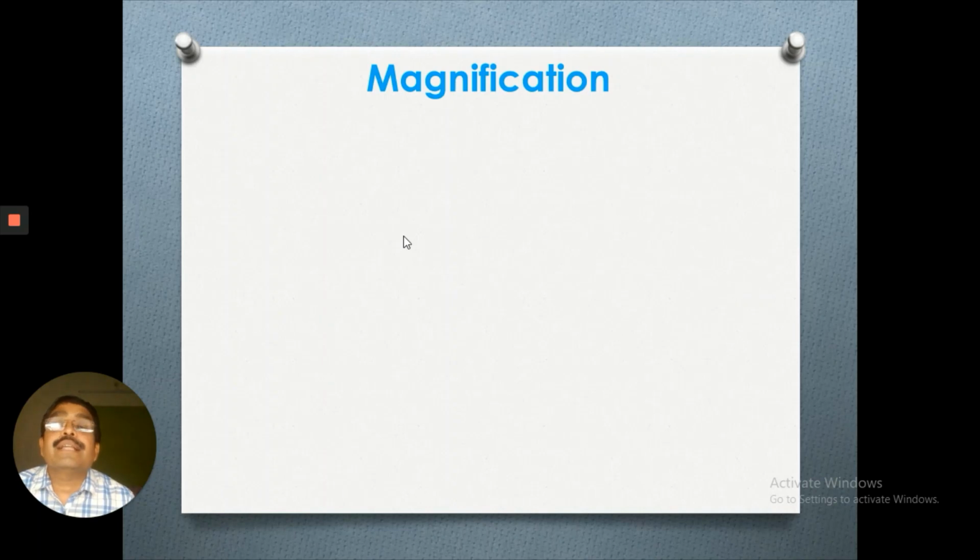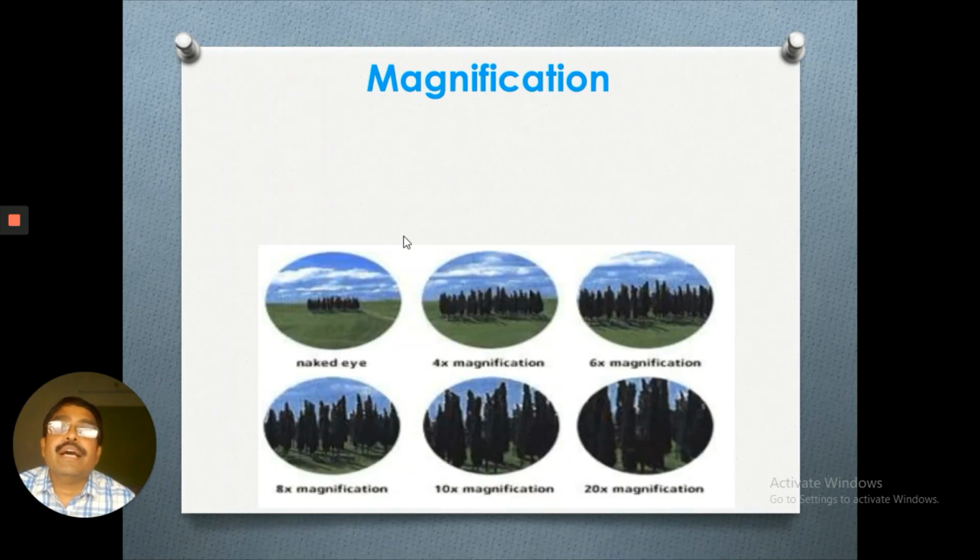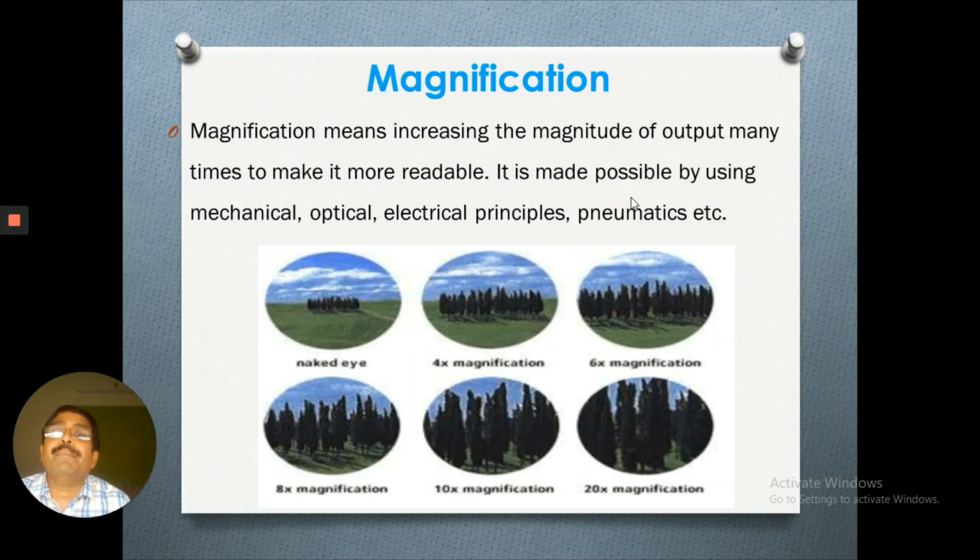Next is magnification. It is very easy. Even from this sketch, if you see through the naked eyes, it is not visible. But as the magnification goes on increasing, it is more and more visible. Means with the help of an optical magnifier we are using for the magnification. So it is very easy to read any readings. That's why we say that magnification means increasing the magnitude of output many times, making it more readable.